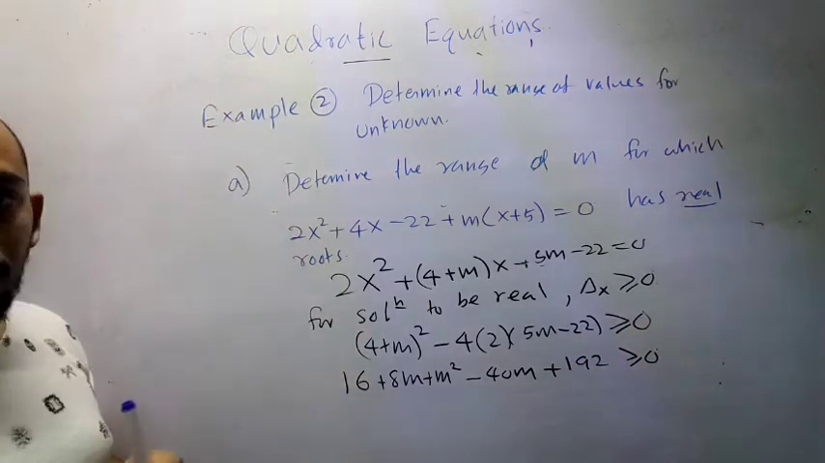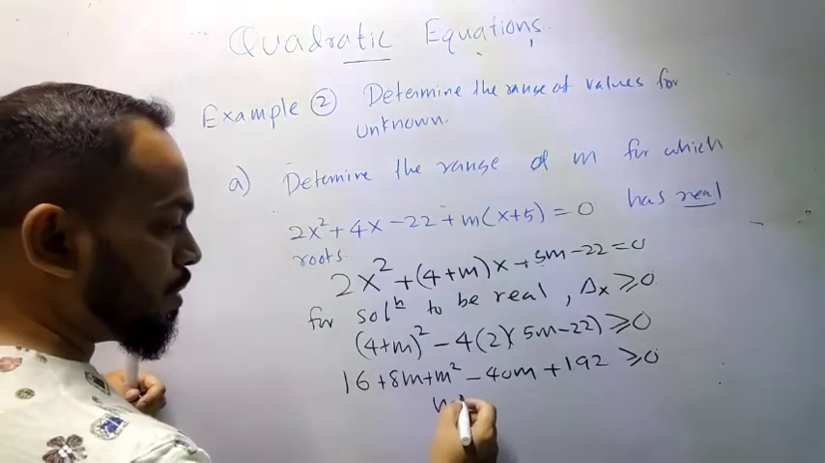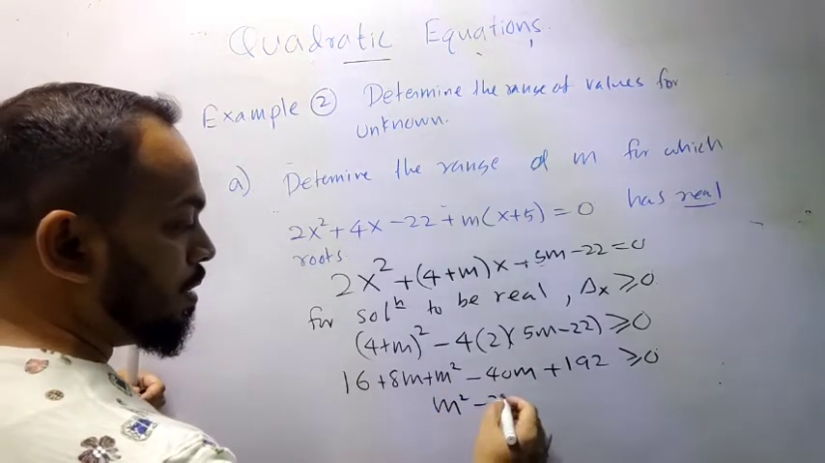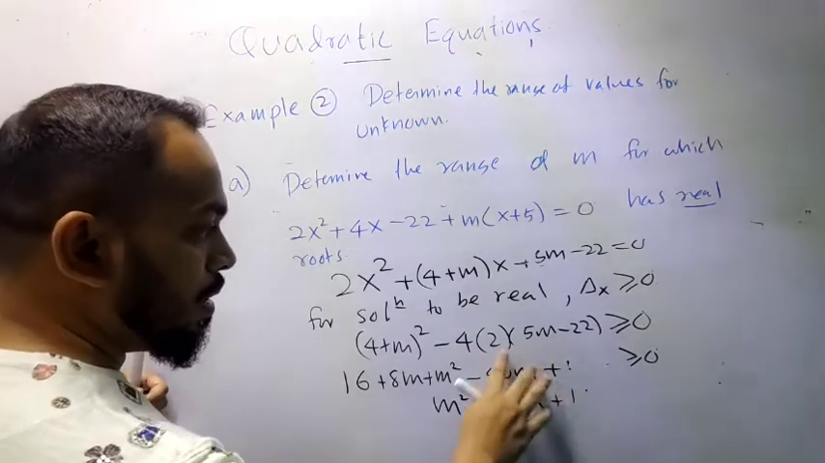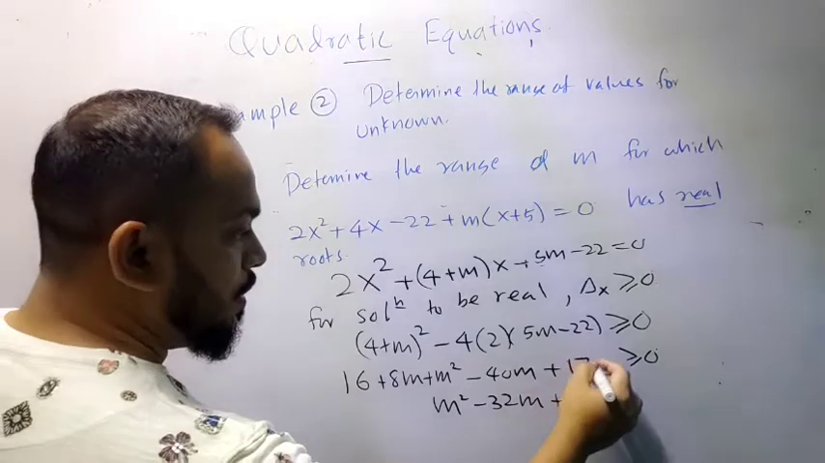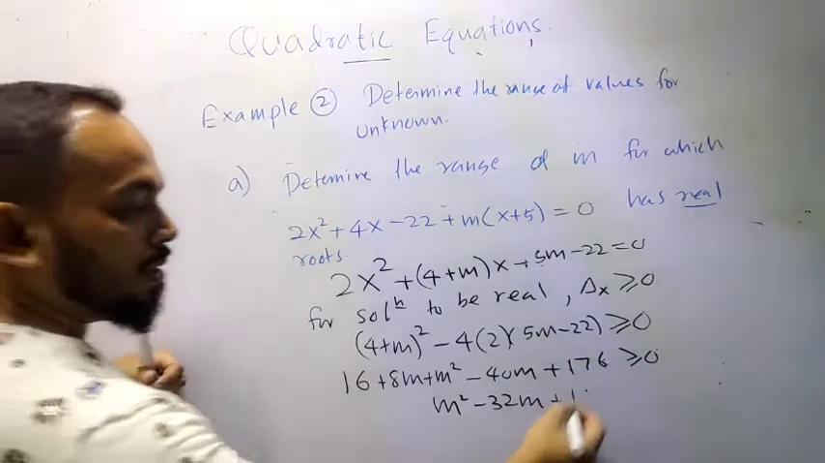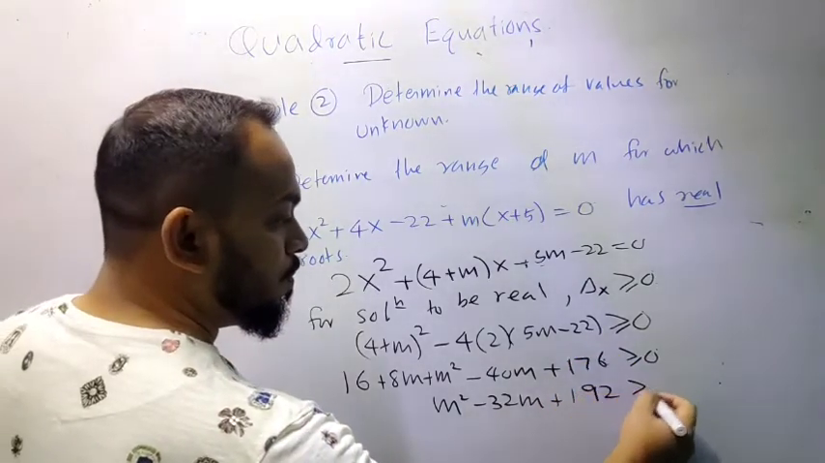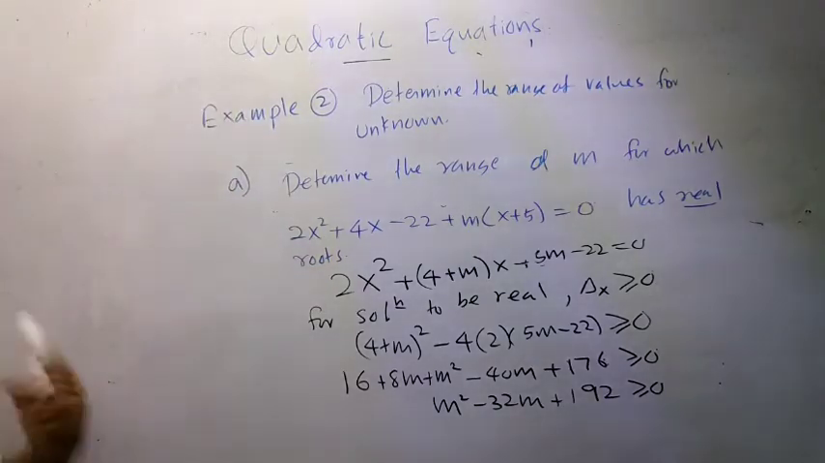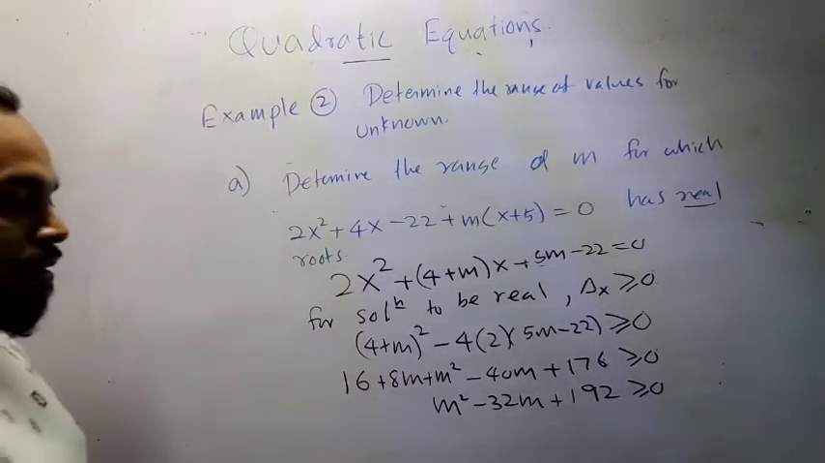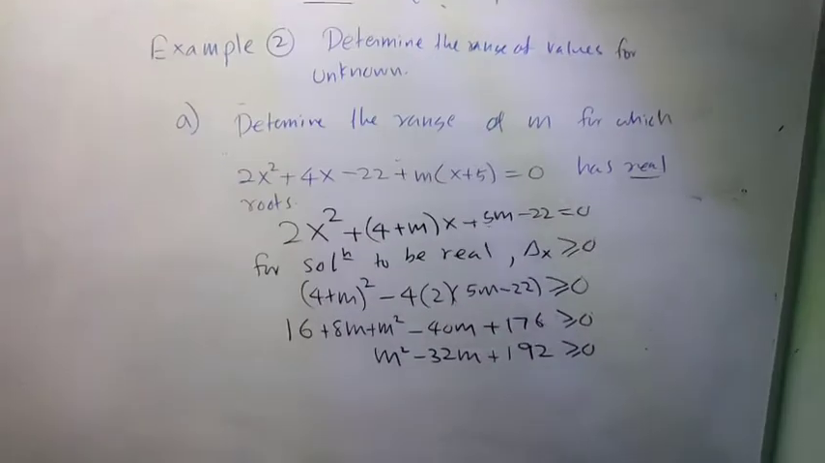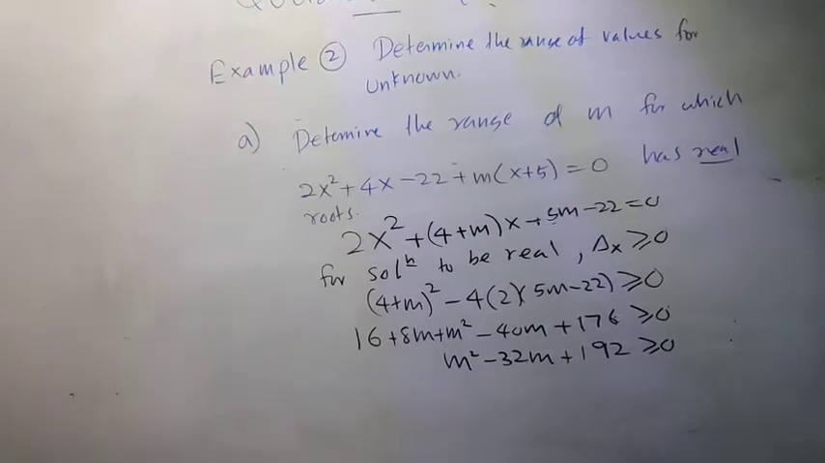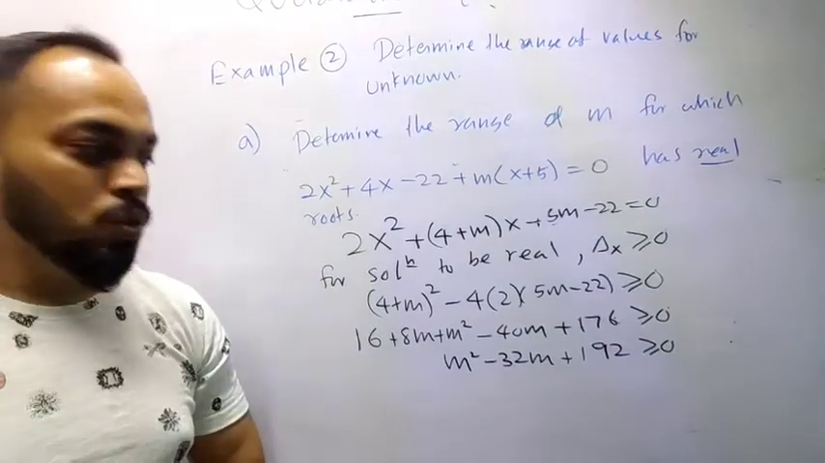So we can further simplify this. This is m squared minus 32m plus 176. Then we get 192. 192. Sorry about that. So now we can factorize this. Usually when you are asked to find a range of values for m, you should be able to factorize this.